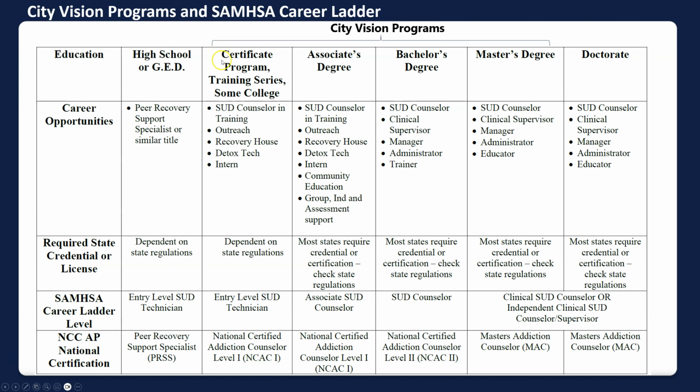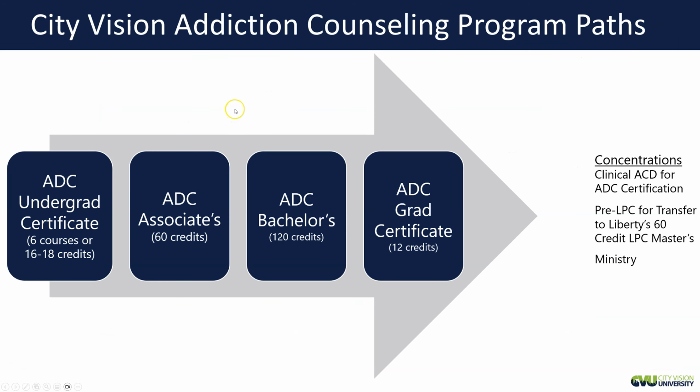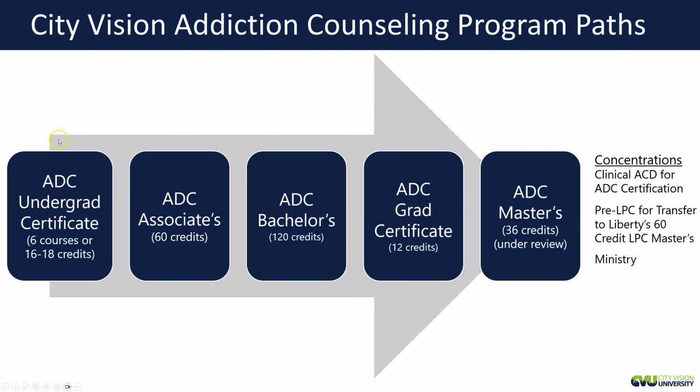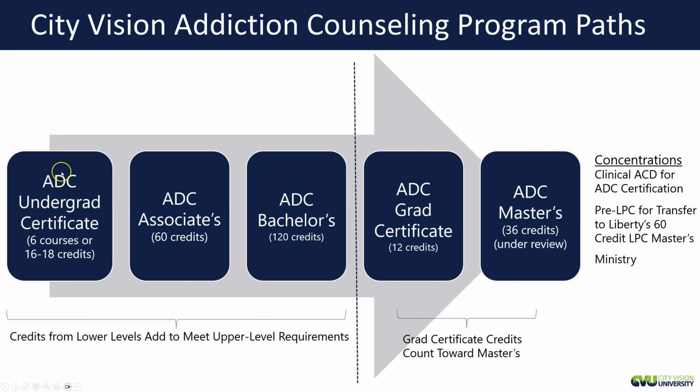City Vision programs will help get you along this path. The addiction counseling programs are designed to build towards the different levels I just showed you. You can start with an addiction counseling undergrad certificate, go on for an addiction counseling associate, and get an addiction counseling bachelor's. We have an addiction counseling graduate certificate, and an addiction counseling master's that's currently under review. The credits from the lower levels will count towards the upper levels at the undergraduate level, and the same with the graduate level.